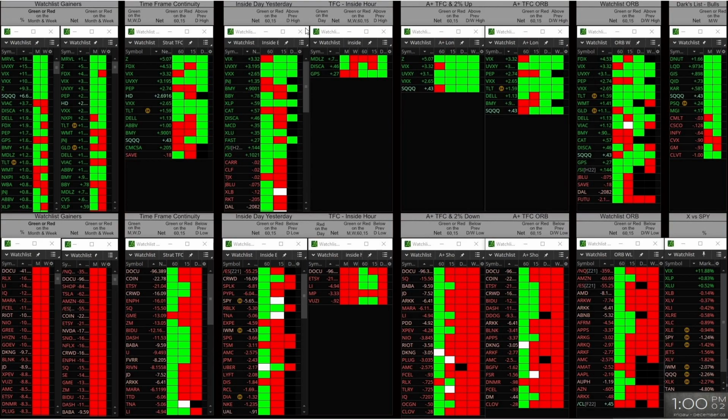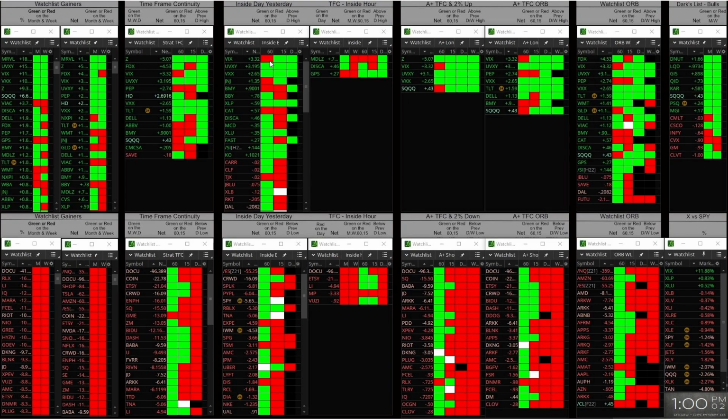All right, the next two scans that we have here are our TFC inside hour and our inside day yesterday. So these are like some inside bar scans. In this list here, this is simply inside day yesterday. Okay, previous day was an inside day. And so what we're looking for is a breakout of the inside bar, to the upside or to the downside down here at the bottom. And again, these are the same here.